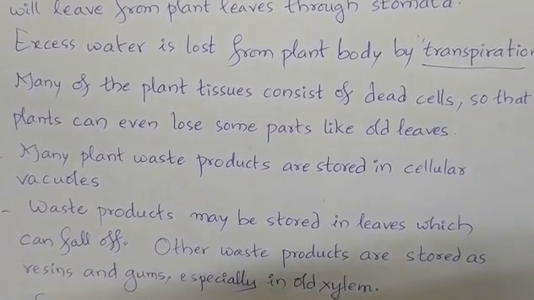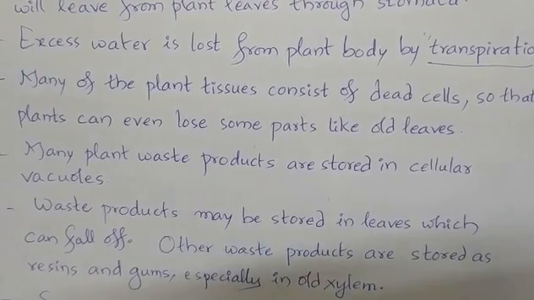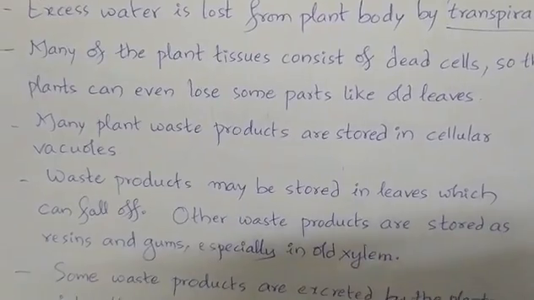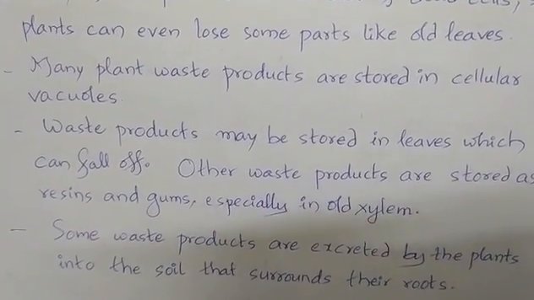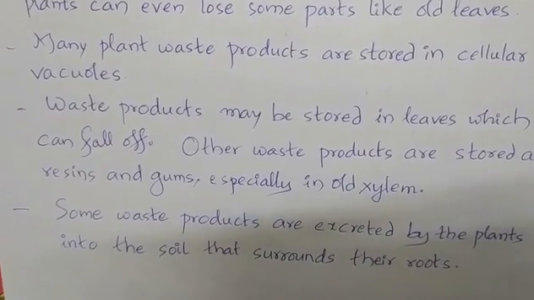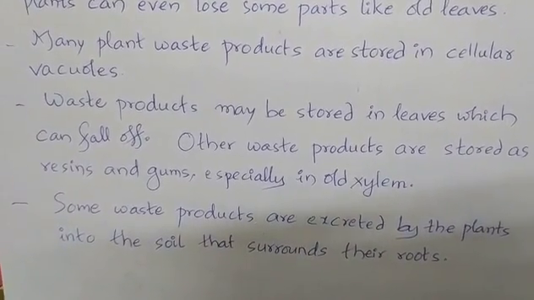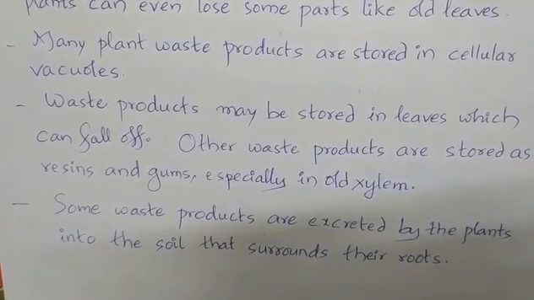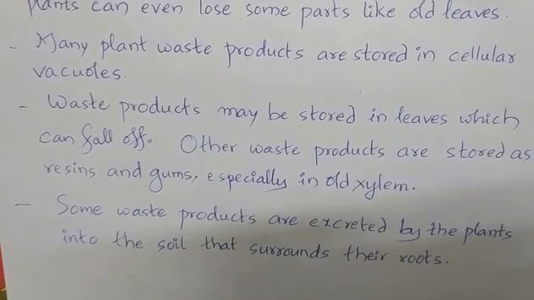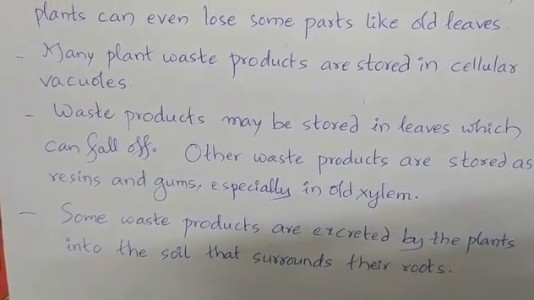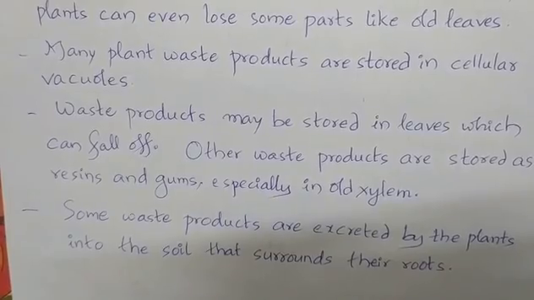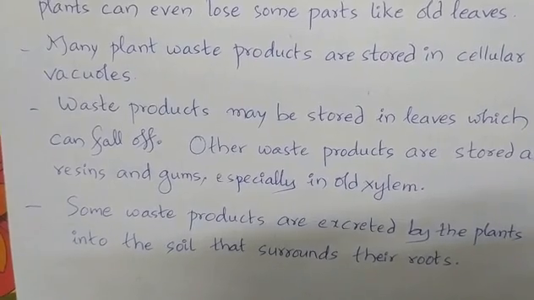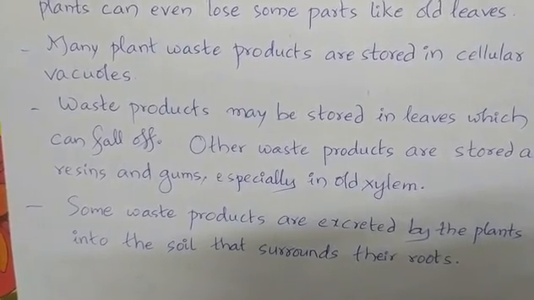Many plant waste products are stored in cellular vacuoles. Plants have larger vacuoles. Waste products may be stored in leaves which can fall off. Other waste products are stored as resins and gums, especially in old xylem, so that they can be lost from the plant body very easily.